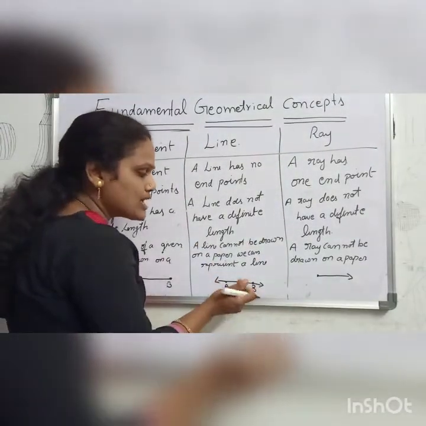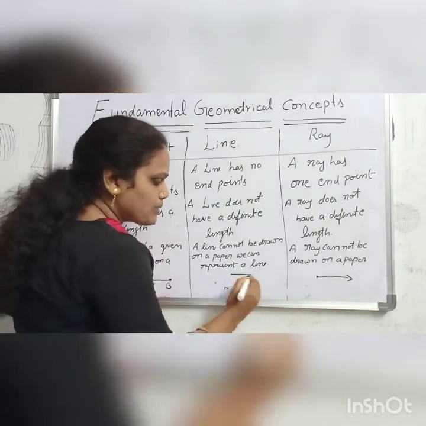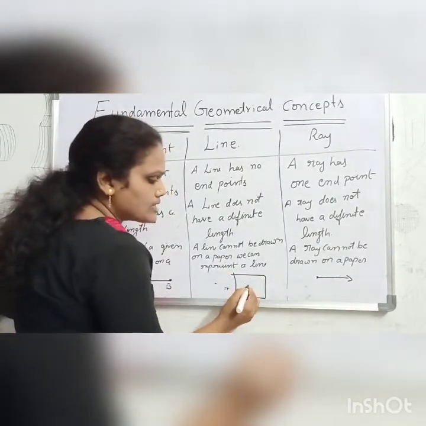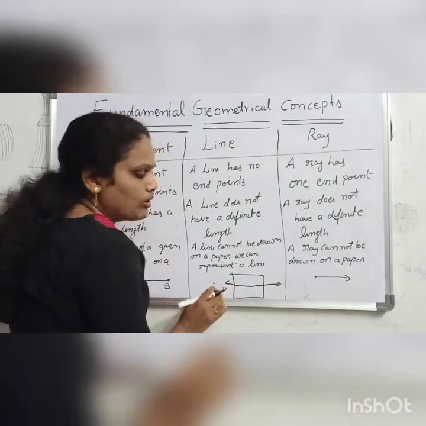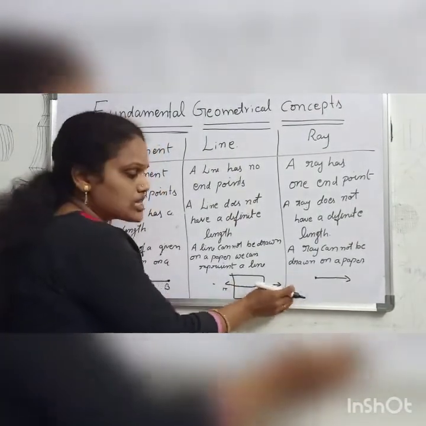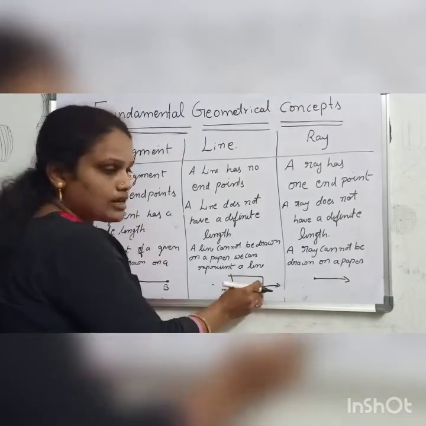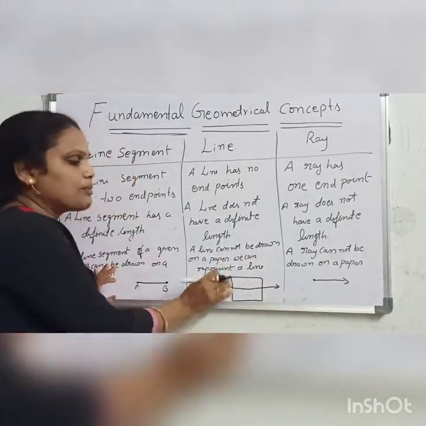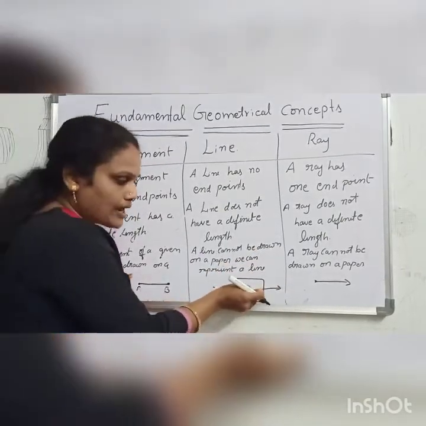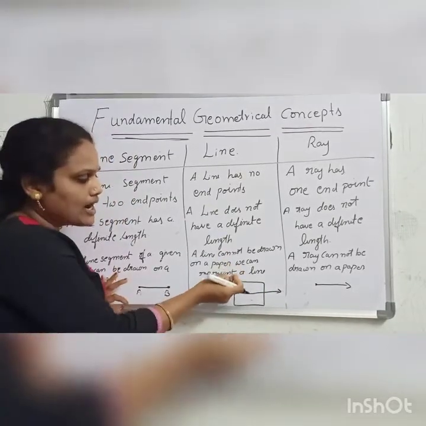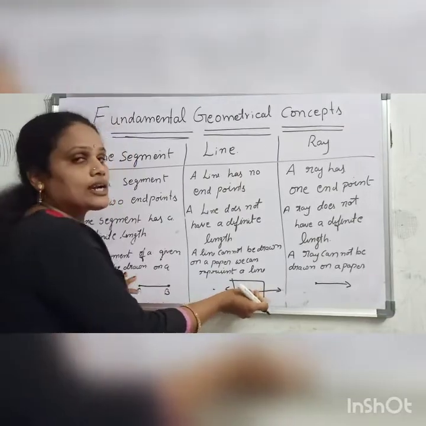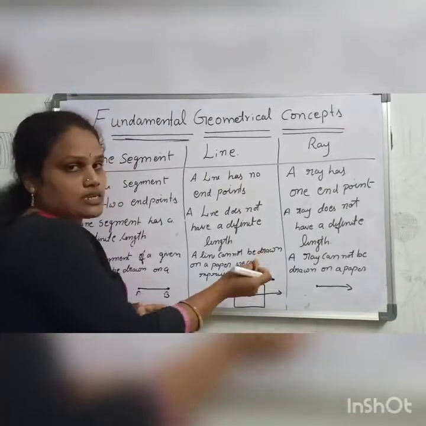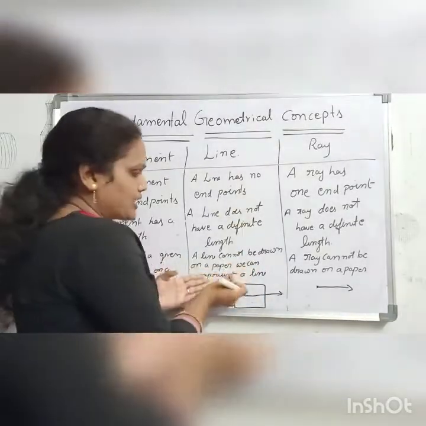Why? Because if you take this paper, this line is extending indefinitely. So on the blackboard also we can't write a line. We can just represent a line. Yes, this line is going like this. We are just taking a representation of the line. But we can't measure or draw how much is the length of the line.